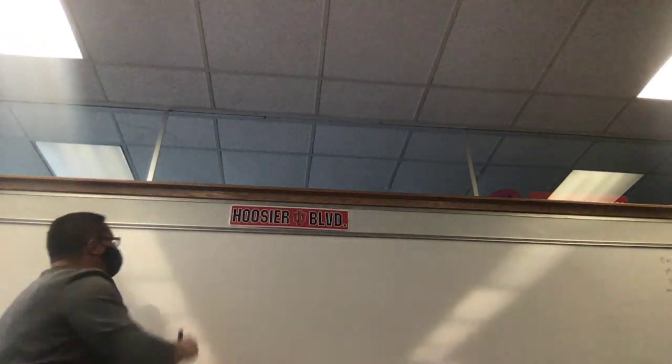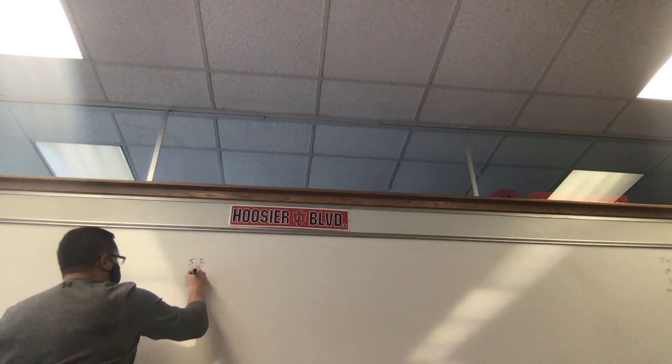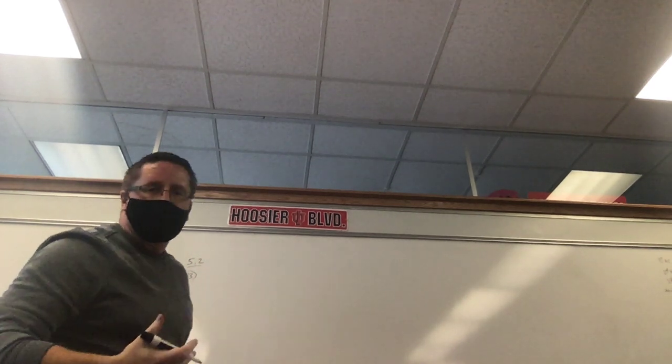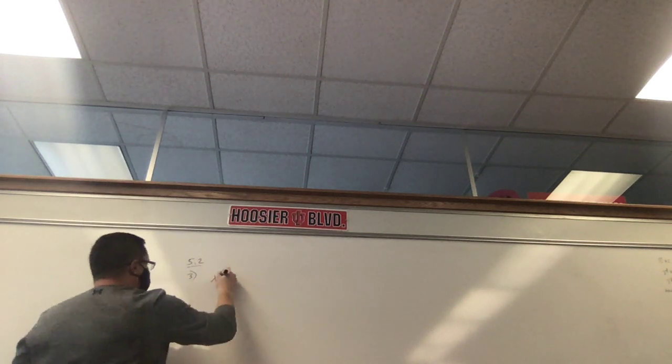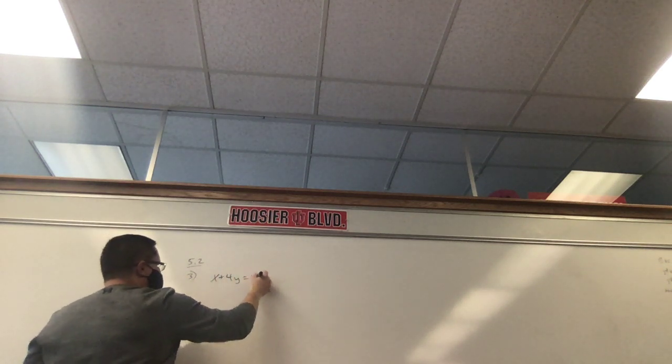All right, so on 5-2, we're looking at problem number 3. They're gonna start out with baby steps here, okay? We're not actually gonna be solving any of these. They give you this, it says x plus 4y is 30. Jot this down, x plus 4y equals 30.